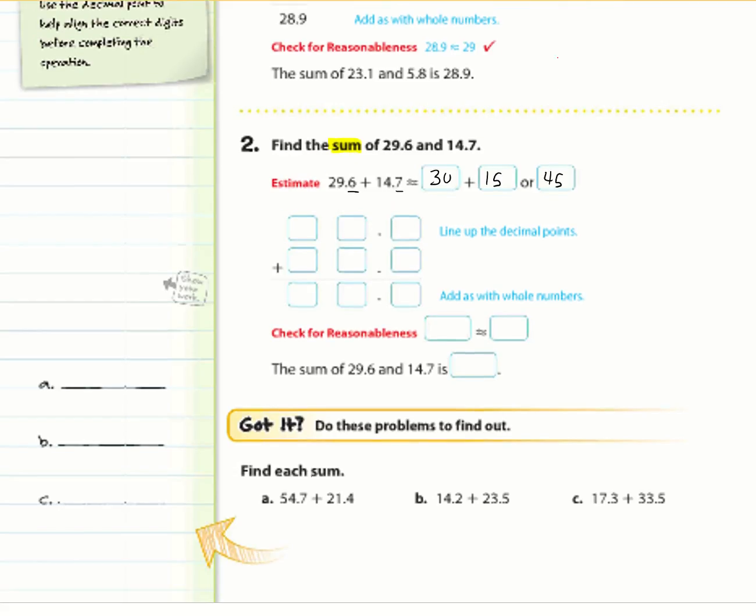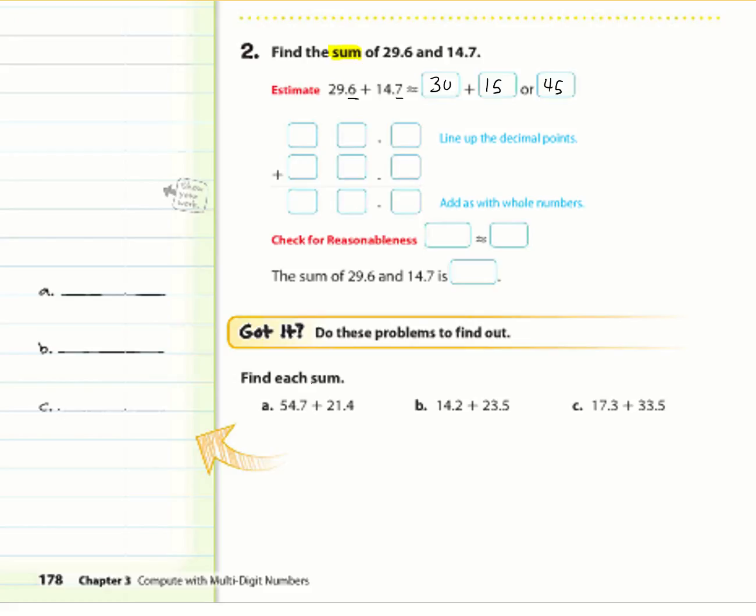So now that we estimated, we're going to try doing this with our actual numbers. So we have 29 and 6/10 plus 14 and 7/10. 6 plus 7 is going to be 13. 1 plus 9 plus 4 is going to be 14. And 1 plus 2 plus 1 is going to be 4. So we have our answer of 44 and 3/10, and that is close to 45. So we can confirm that our answer is going to be 44 and 3/10.